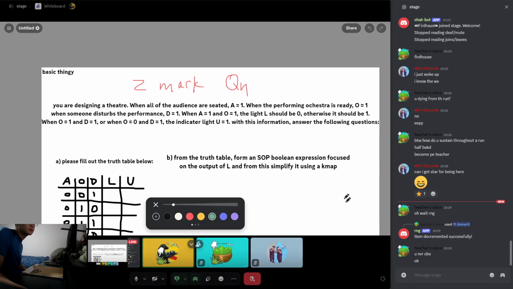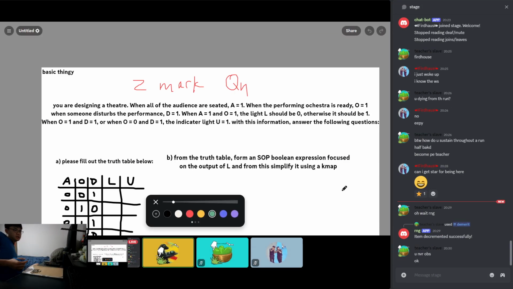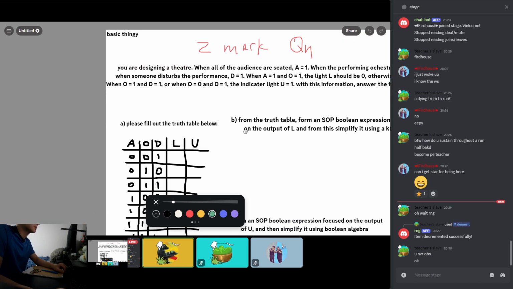When the performing orchestra is ready, O is 1, and when someone disturbs the performance, D is 1. When A and O are both 1, then L should be 0. Otherwise, it will be 1. When O and D are both 1, or when O is 0 and D is 1, then U should be 1. So with this context, they want us to answer the questions.